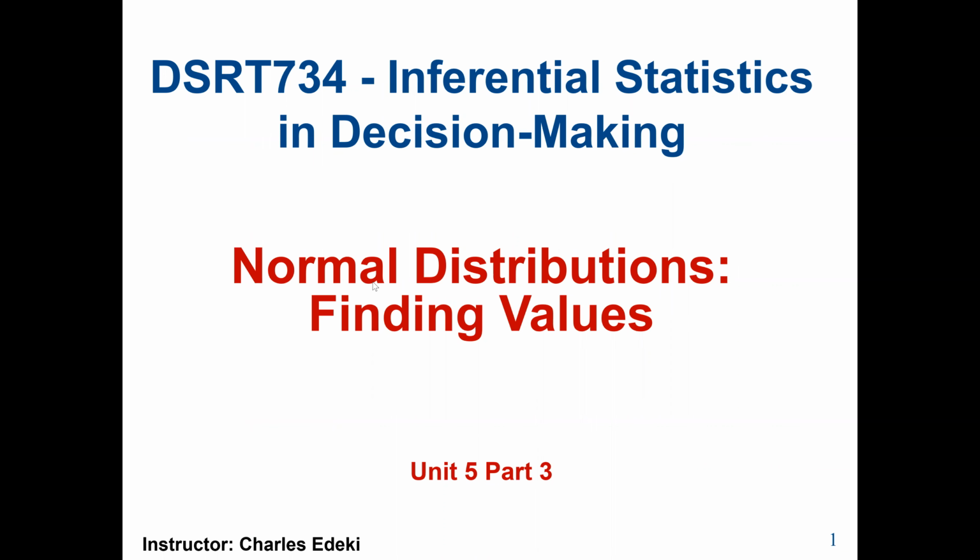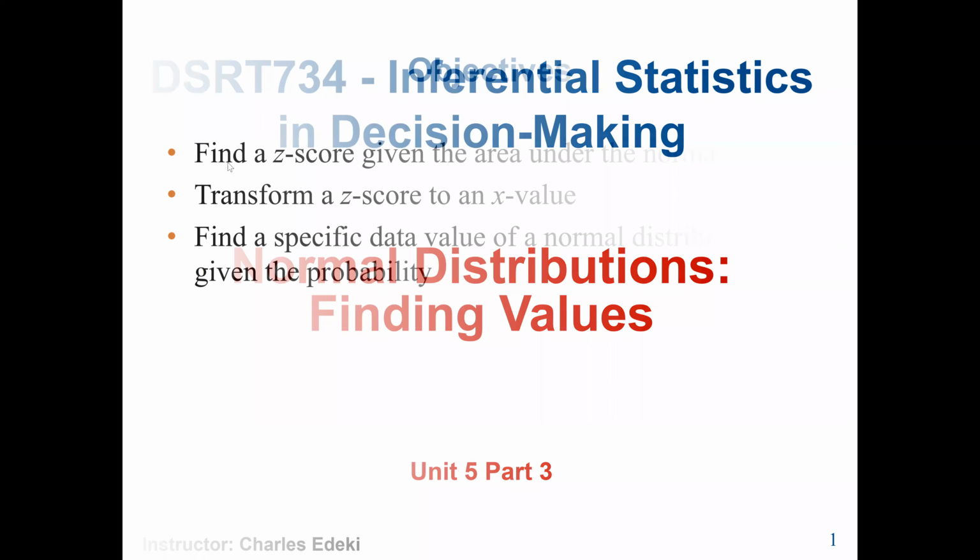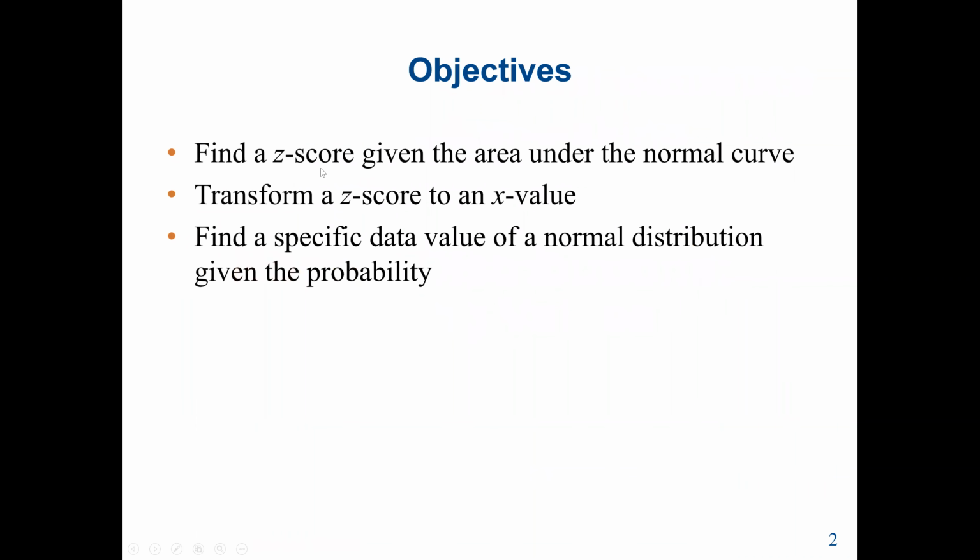These lectures cover the normal distributions, finding values. Our main objective is to learn how to find a z-score given the area under a normal curve. Also transform a z-score to an x value. And also we're going to learn how to find a specific data value of a normal distribution given the probabilities.